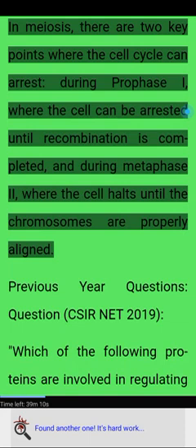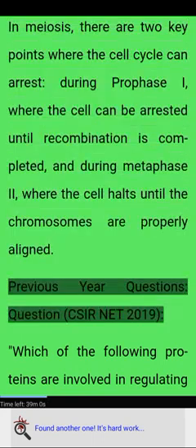Cell cycle arrest. In meiosis, there are 2 key points where the cell cycle can arrest: during prophase I, where the cell can be arrested until recombination is completed, and during metaphase II, where the cell halts until the chromosomes are properly aligned. Previous year questions.